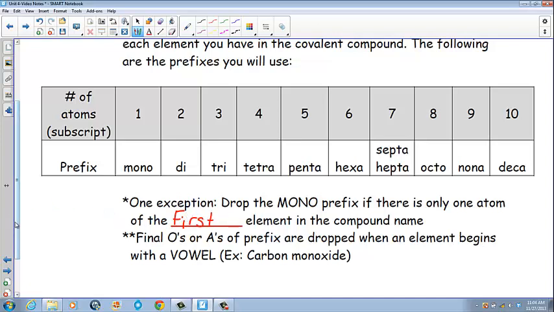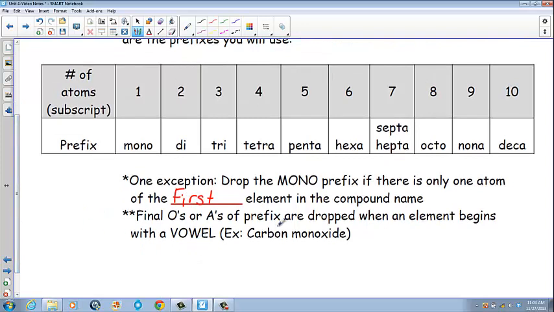Okay, final O's or A's of a prefix are dropped when an element begins with a vowel. So for example, carbon monoxide. Oxygen starts with an O, so we're not going to say monoxide. We're actually going to drop the O and make it mon and then oxide. So again, the same rule applies for the nonmetal naming. We drop the ending and put the IDE.